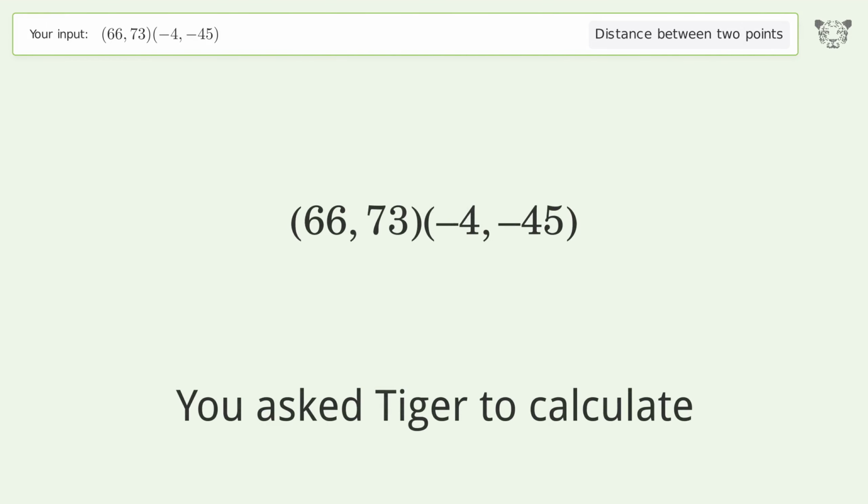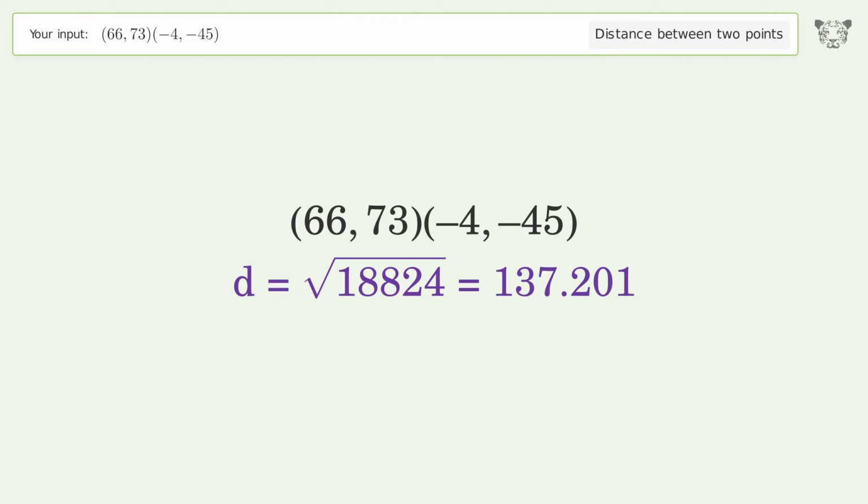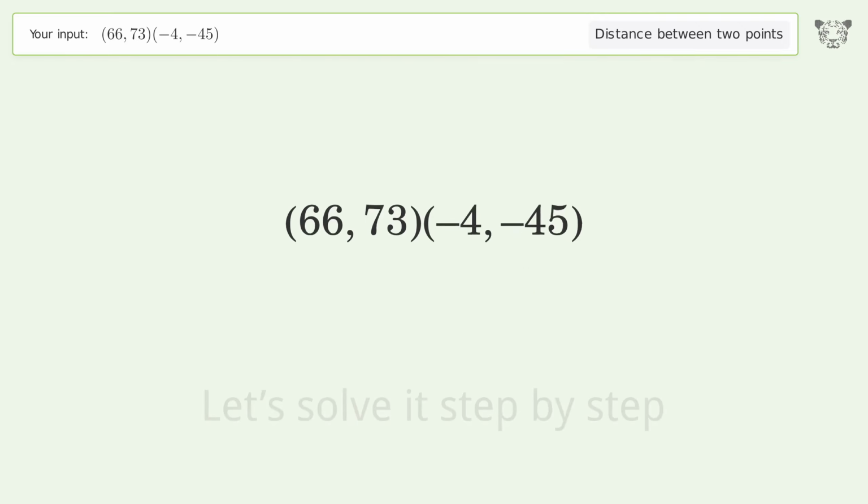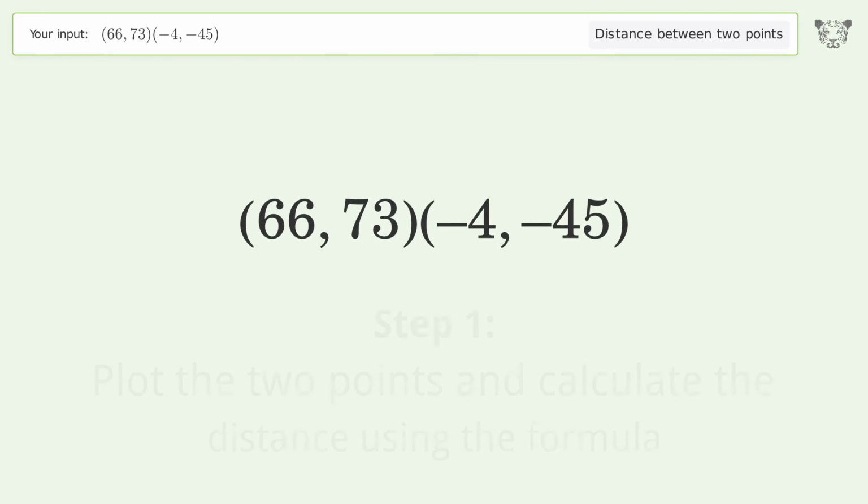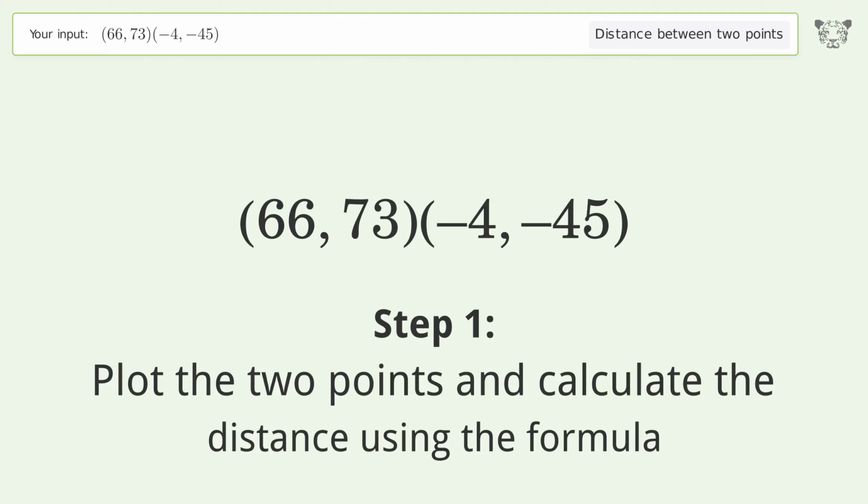You ask Tiger to calculate. This deals with the distance between 2 points. The distance between the 2 points is the square root of 18,824, or 137.201. Let's solve it step by step. Plot the 2 points and calculate the distance using the formula.